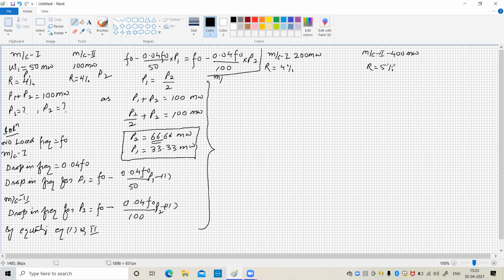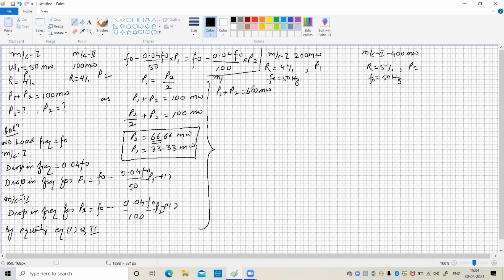Assume that the governors are operating at 50 hertz at no load. How would a load of 600 megawatt be shared between them? So here the no load frequency F0 is equal to 50 hertz. Here also the no load frequency is equal to 50 hertz. The load shared by this alternator is P1, and the load shared by the other alternator is P2. Total load P1 plus P2 is equal to 600 megawatt.